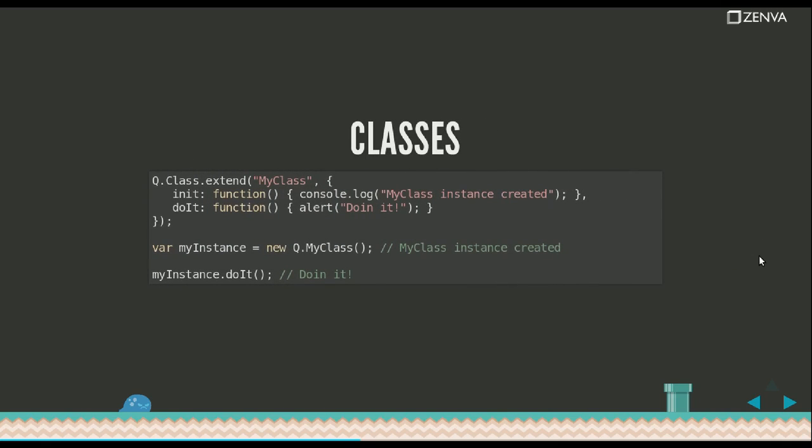So I was saying that there's a class system. It all comes from an object called Q.Class, and then by using extend you can create subclasses and add corresponding methods. The init method is the constructor. It'll be called every time a new instance of this class is created.